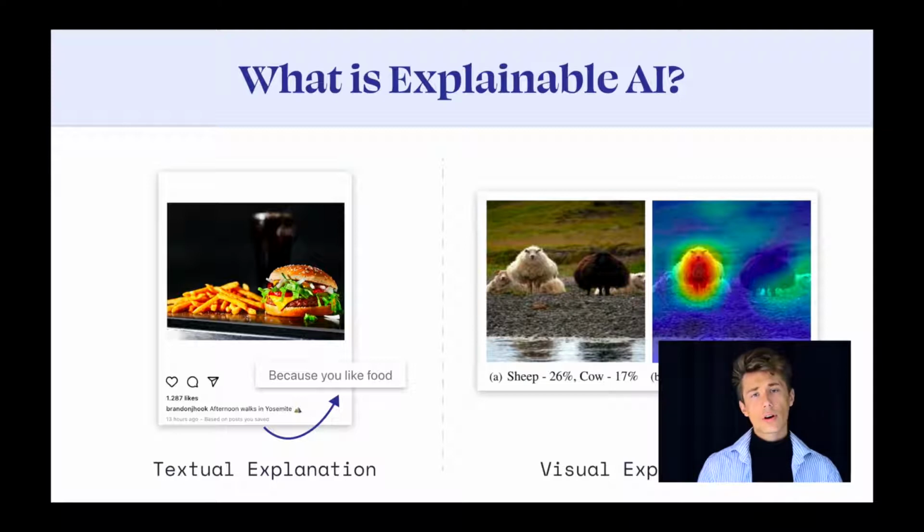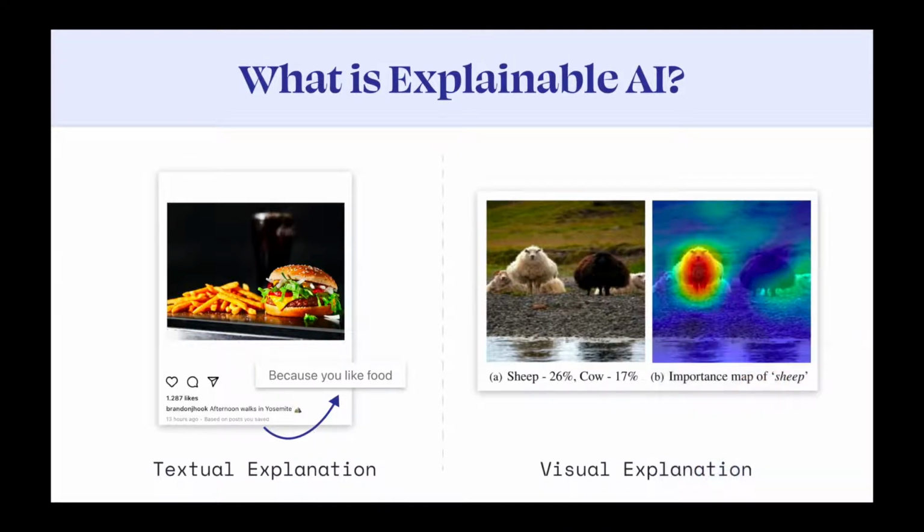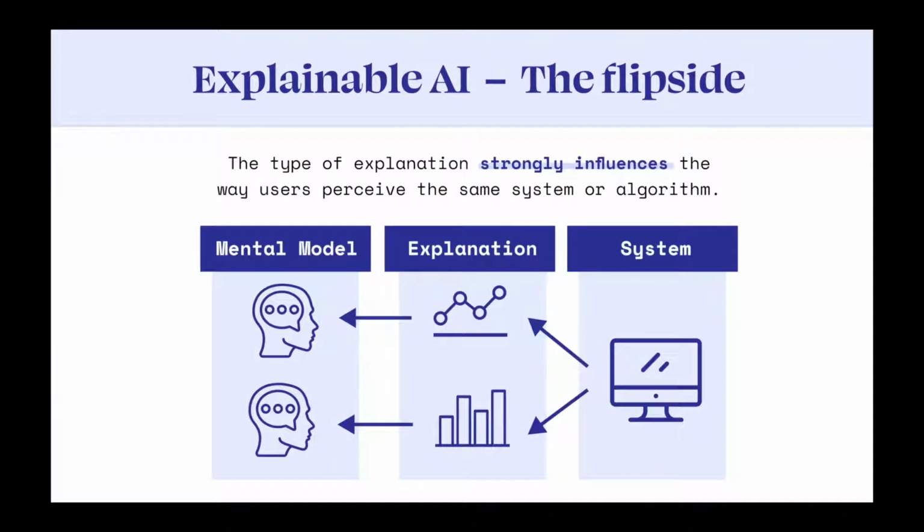However, literature often discusses the positives of explainable AI. While there certainly are many benefits and even needs for XAI, there are also some drawbacks to keep in mind. One such drawback is that users build mental models of a system with the way they perceive and interact with it. So the type of explanation chosen can strongly influence the way users perceive the same underlying algorithm.